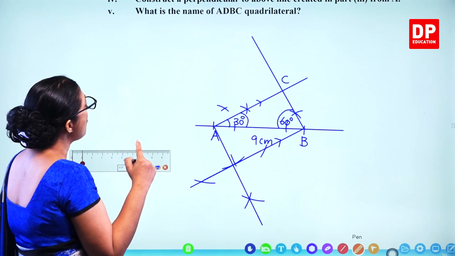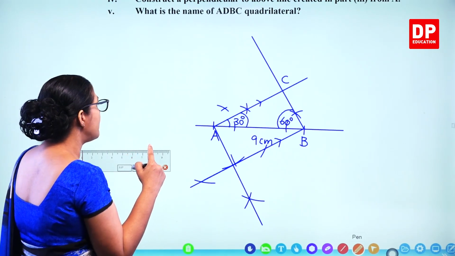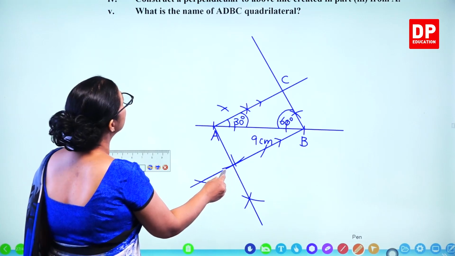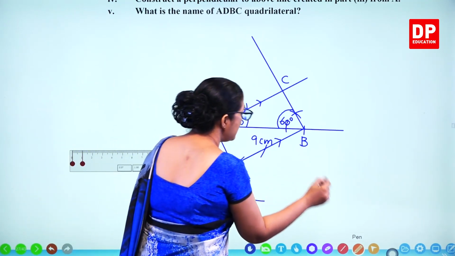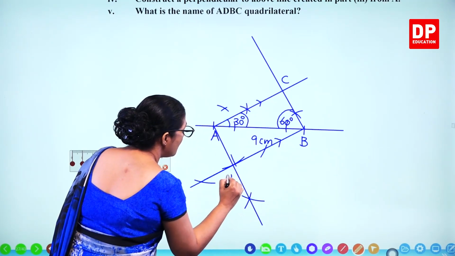Then, what is the name of the quadrilateral ADBC? So, this part we have to write as D. ADBC. So, this becomes D.